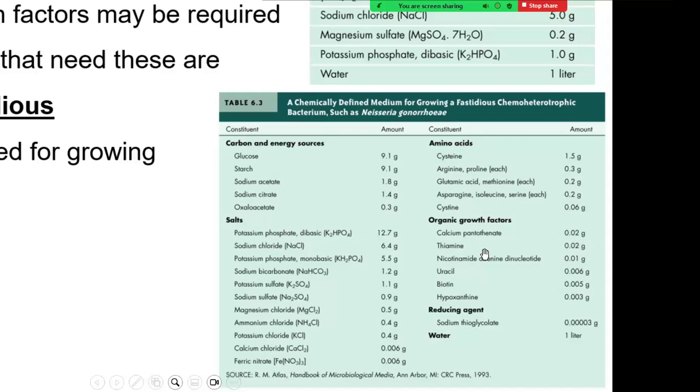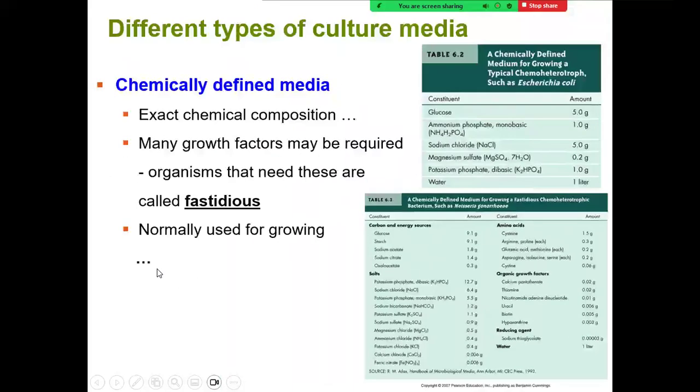And then organic growth factors. Not even going to read through them. These two are B vitamins. I think biotin's a B vitamin too. And then we have a reducing agent, sodium thioglycolate, to remove oxygen. So this would be added for an anaerobe, and then you grow the organism at the bottom of the tube. The point is, this is a chemically defined media for a fastidious organism, such as Neisseria gonorrhoeae, where you must supply many different chemicals in order for the organism to grow.